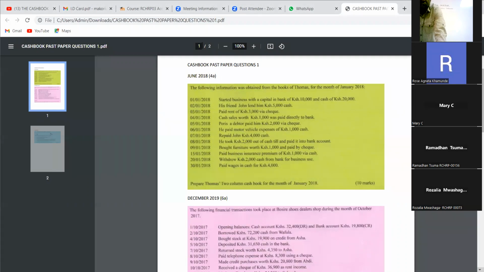We are told that the following information was obtained from the books of Thomas for the month of January 2018. The first transaction: Thomas started business with capital in the bank of 10,000 and cash of 20,000. Then we have the other transactions that follow, and we are supposed to use those transactions to prepare our two column cash book.